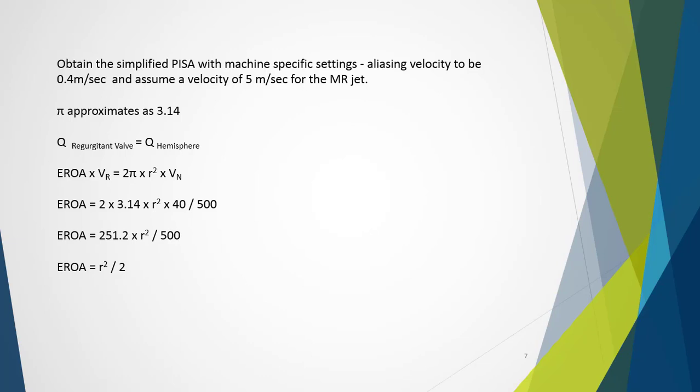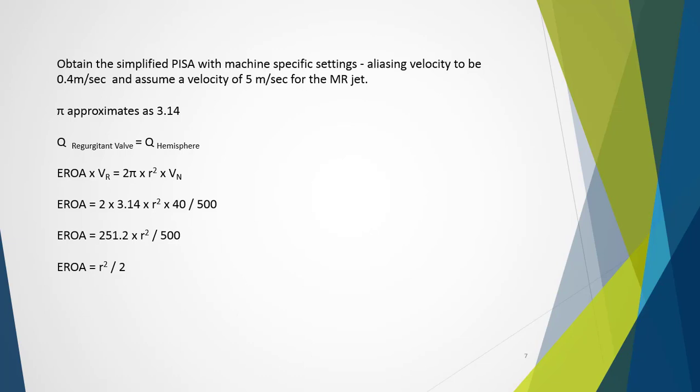We obtain the simplified PISA by setting machine-specific settings and making an assumption of the mitral regurgitation velocity. In a patient that is normotensive, we expect to see a pressure gradient between the LA and the LV of 100 millimeters of mercury. That is a velocity of 5 meters per second for the mitral regurgitant jet. We mustn't forget to convert meters per second to centimeters per second, and this becomes 500.